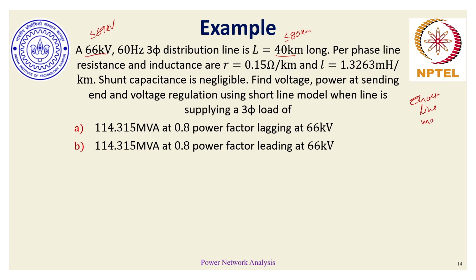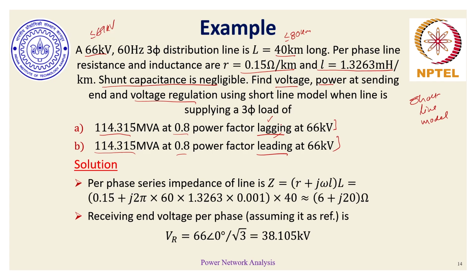That is the reason why only the line resistance per kilometer and line inductance per kilometer are defined. Shunt capacitance is negligible. We have to find the voltage and power at the sending end and the voltage regulation when the receiving end of the line has this load at 66 kV under different power factors, lagging and leading. The other numbers, if you compare, are precisely the same. The power factor quantum is the same. The apparent power specification of the receiving end load is also the same. Only the power factor is changing from lagging to leading.